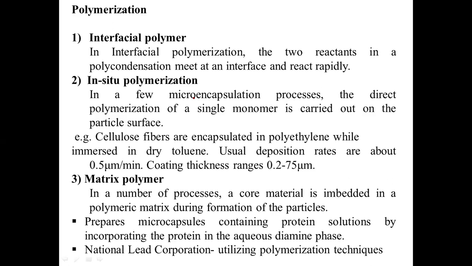Second, in situ polymerization. In a few microencapsulation processes, the direct polymerization of a single monomer is carried out on the particle surface. For example, cellulose fibers are encapsulated in polyethylene while immersed in dry toluene. Usually the deposition rate is about 0.5 micron per minute, and the coating thickness ranges from 0.2 to 75 micron. The coating is uniform even over sharp projections.